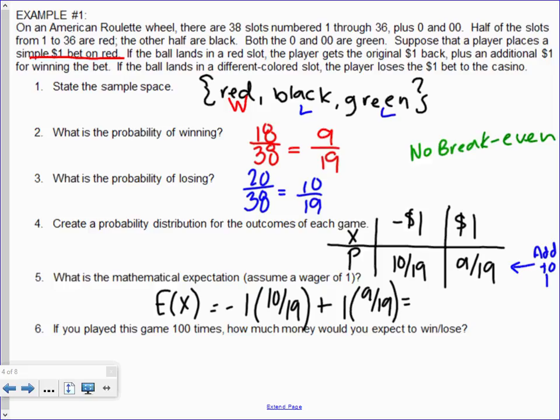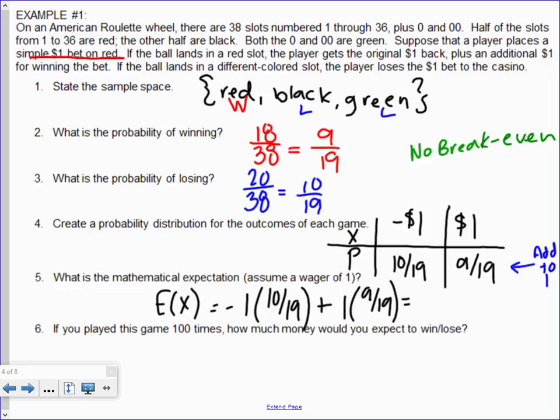Now would be an okay time to put this into your calculator, and if your calculator gives you a decimal answer, that's okay, because we're talking about this in terms of wagering $1. So we probably want our mathematical expectation value to be in terms of dollars and cents. Go ahead and type this into your calculator. See what you get when you do -1 times 10/19 plus 1 times 9/19.